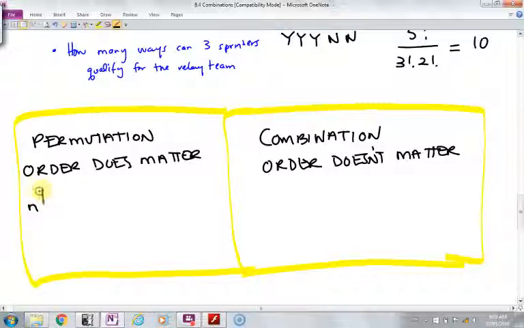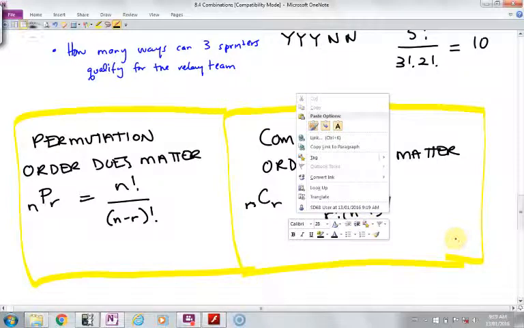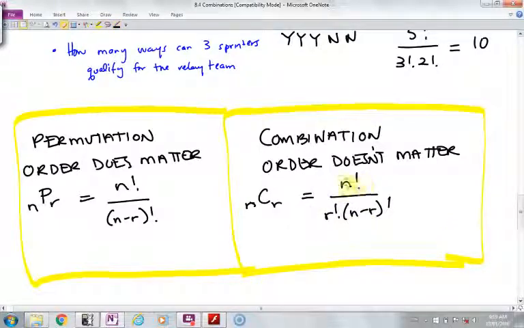So with a permutation, we do n pick r. With a combination, we do n choose r. And you've seen that on your calculator in the same location. The formula for permutation we've learned is n factorial over n minus r factorial. For combinations, it's n factorial over r factorial n minus r factorial. So for combinations, it's the number we have factorial divided by the number we want factorial and also divided by the number we don't want factorial.